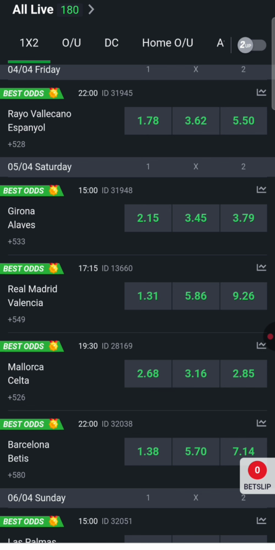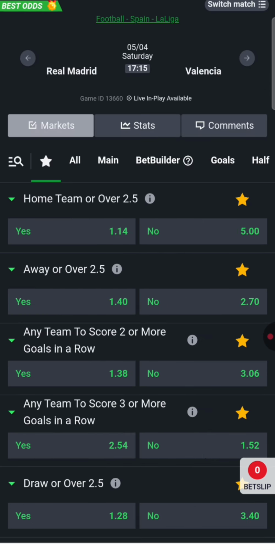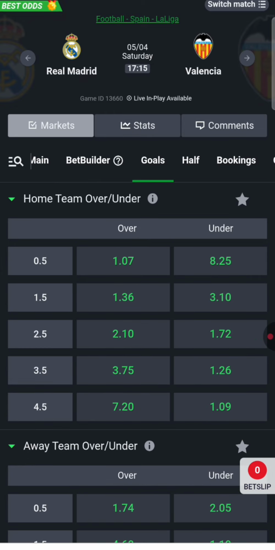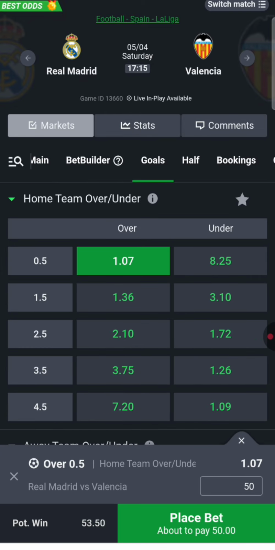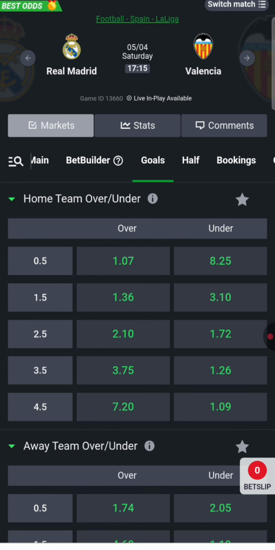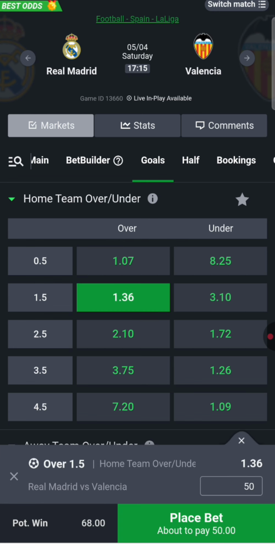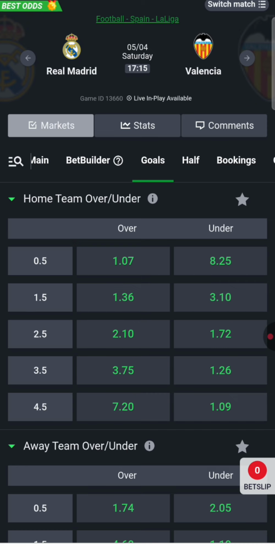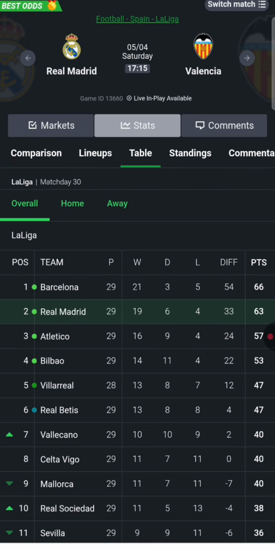Understand? So what are we saying now? Based on that, I'll tap on this. I'll go to goals. Definitely, based on what we're saying, because they're at home and they're solid and strong, you are sure that Real Madrid can go over 0.5, okay, and over 1.5. Secondly, if you go to the table, you see that this team is second in the league. Then this is also an indication. If you look at those that are first, second, third, fourth in the league, it's an indication for playing over, giving them over 0.5.